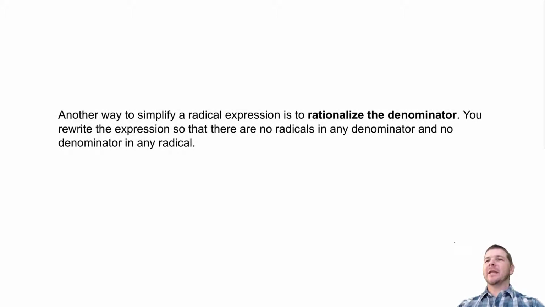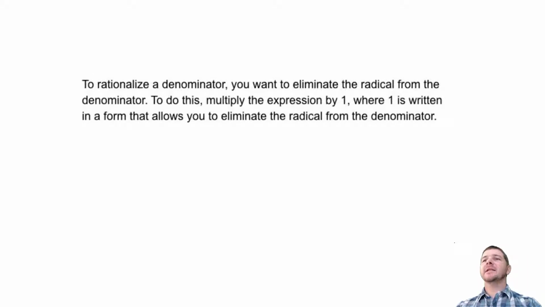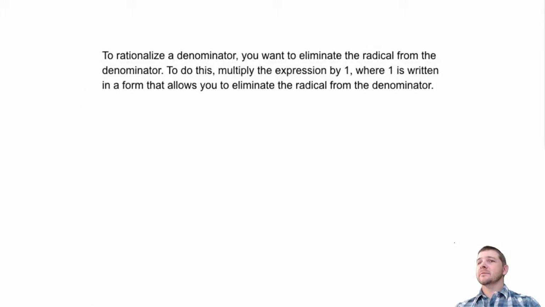Another way to simplify a radical expression is to rationalize the denominator. You rewrite the expression so that there are no radicals in any denominator and no denominator in any radical. To rationalize a denominator, you want to eliminate the radical from the denominator. To do this, multiply the expression by 1, where 1 is written in a form that allows you to eliminate the radical from the denominator.